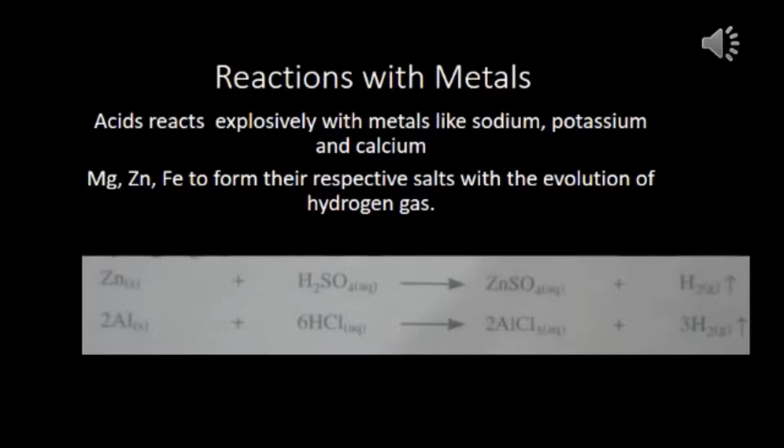Acids react explosively with metals like sodium, potassium and calcium. However, dilute acids react moderately with reactive metals like magnesium, zinc, iron and aluminium to form their respective salts with the evolution of hydrogen gas. As you can see in this reaction, when zinc reacts with sulfuric acid, it will produce zinc sulfate and hydrogen gas. Here is an arrow over the hydrogen gas, which represents the liberation, the formation of a gas.